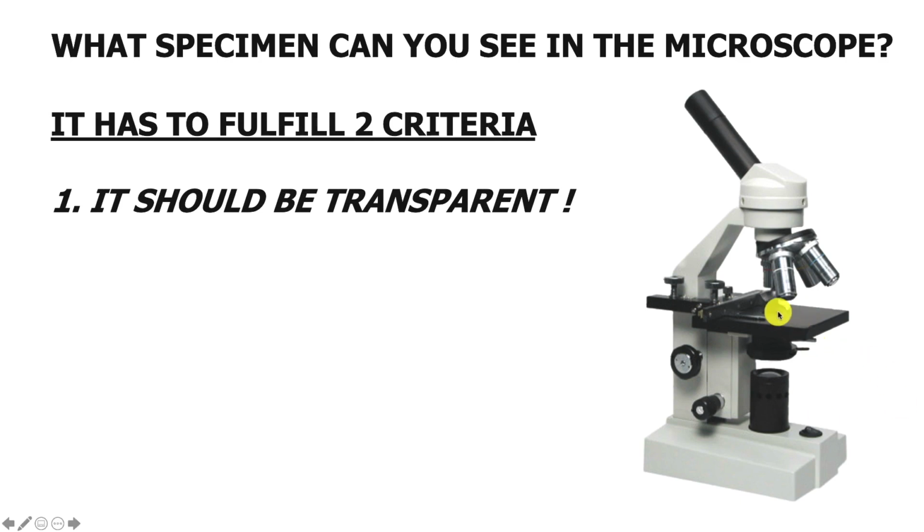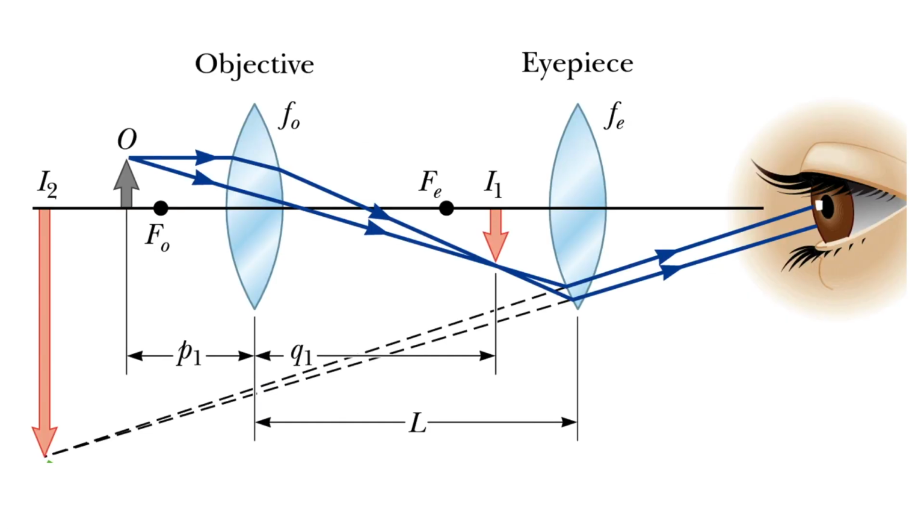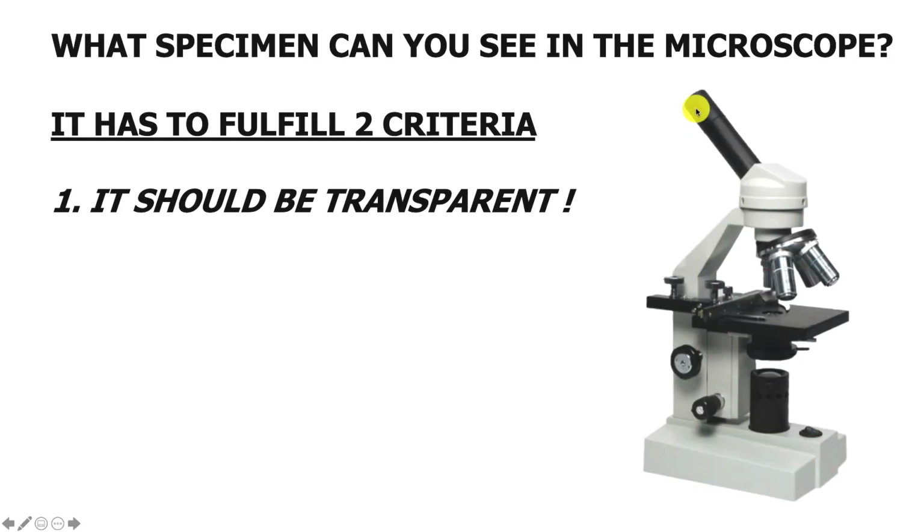So whatever you put here has to be transparent, because if it is not transparent, the light from here will not pass through these lenses. And as we just saw or revised, if the light does not pass from here, there is no ray diagram. For a ray diagram, you require rays. So if those rays don't go into the microscope, what are you going to see here? So it has to be transparent. Whatever you place here has to be transparent.